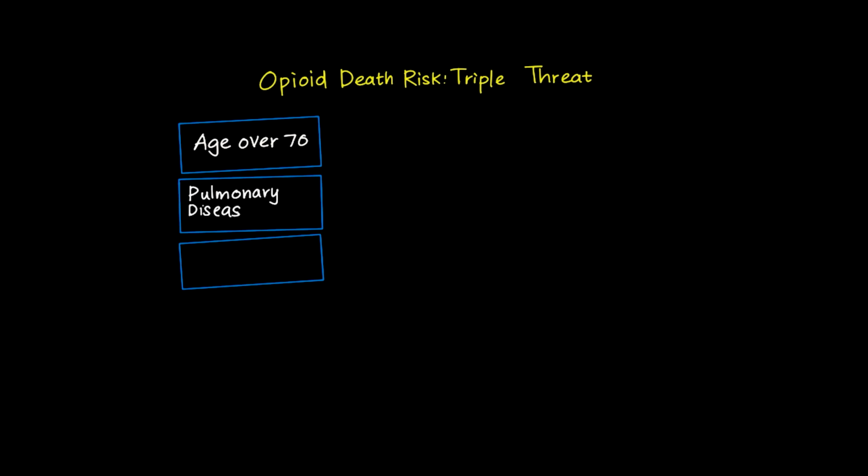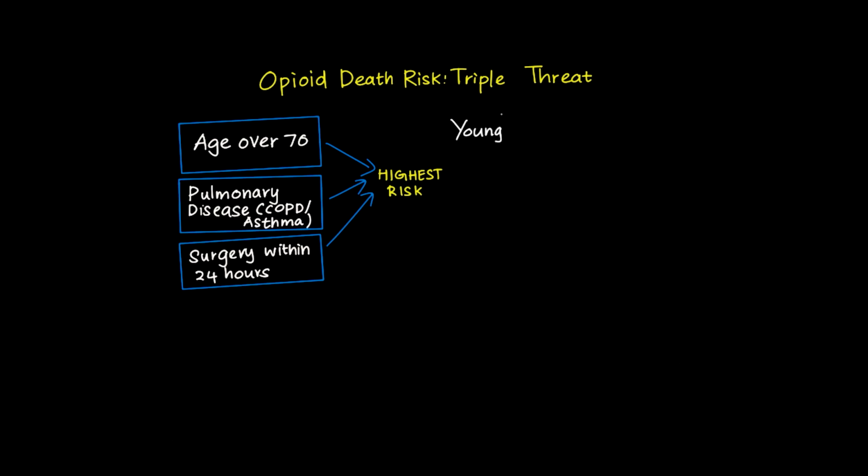Advanced age over 70 means slower drug metabolism, greater sensitivity to respiratory depression. Pulmonary disease like COPD means the lungs are already compromised, so any further respiratory suppression from opioids becomes life-threatening faster. And being within 24 hours of surgery is the window where opioid-related respiratory failure peaks. Young age and high blood pressure, not the primary opioid death risk factors.